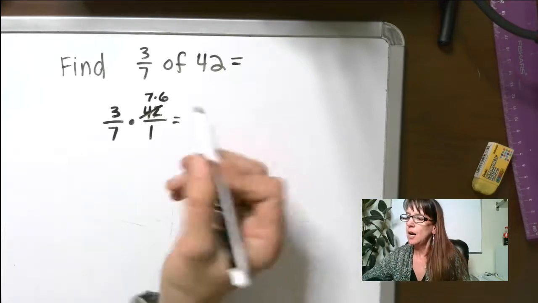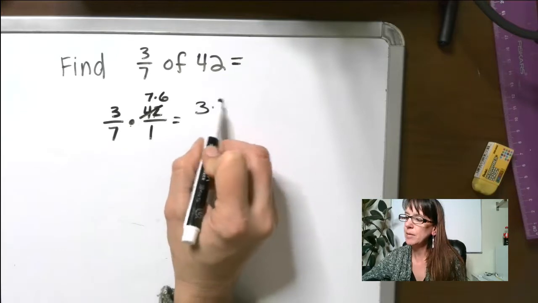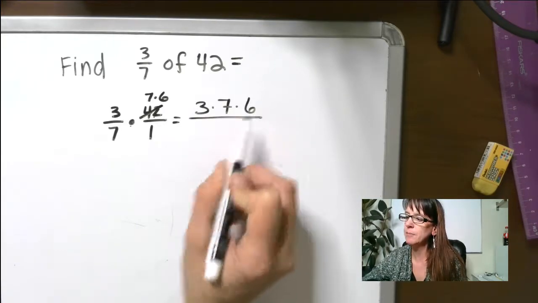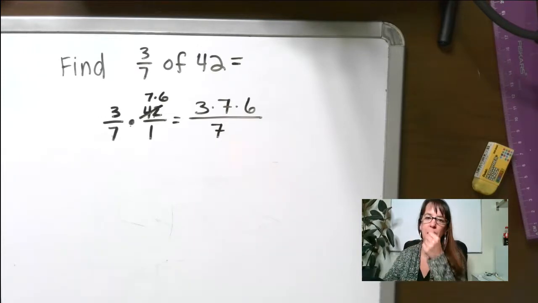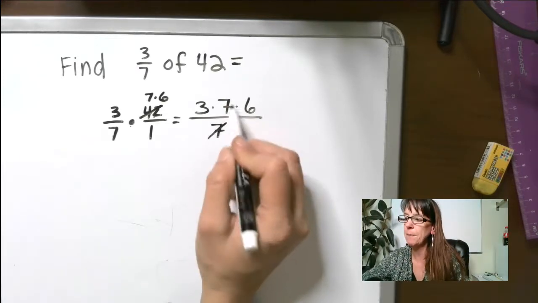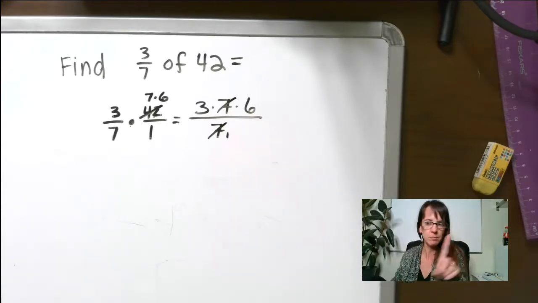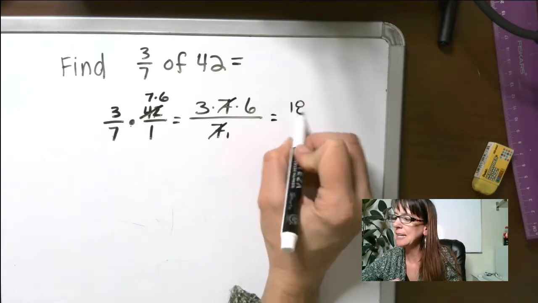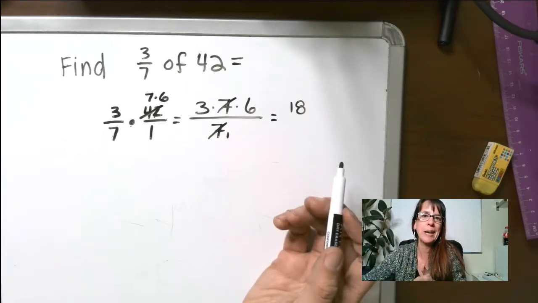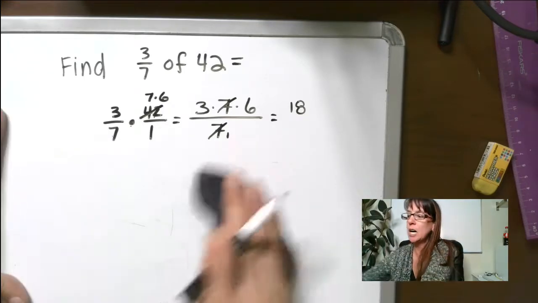So what I really have here is on the top, 3 times 7 times 6. On the bottom here, I have 7 times 1, 7. Now remember, if I have something on the bottom and something on the top, I can cancel it out. Bam, bam, just like that. It means I have a 1 left, not a 0. Keep that in mind. On the top, I have 3 times 6, which gives me 18, and on the bottom, I have 1. I'm not going to put 18 over 1. I'm just going to leave it as 18. So that's how we find of, something a fraction of, right?